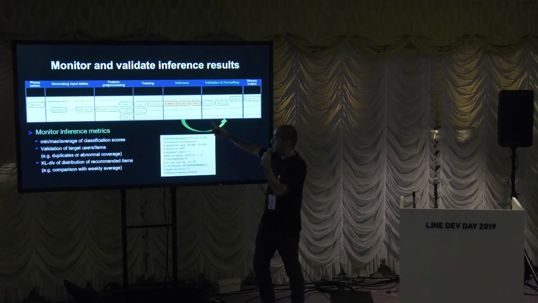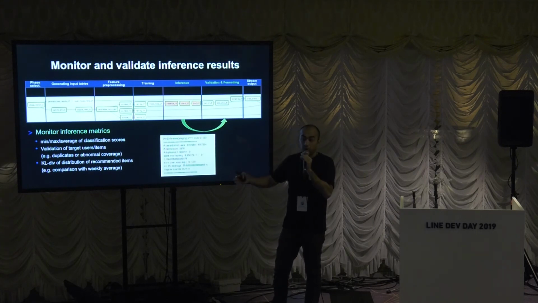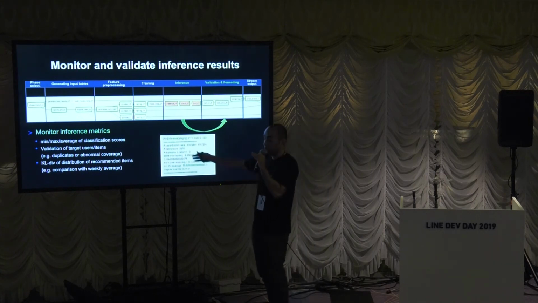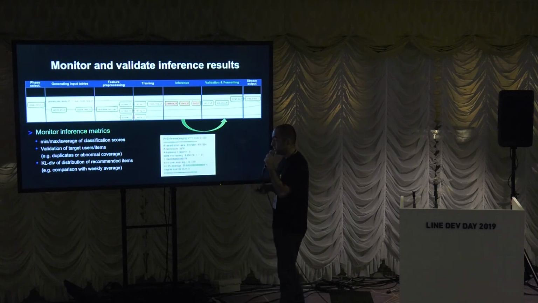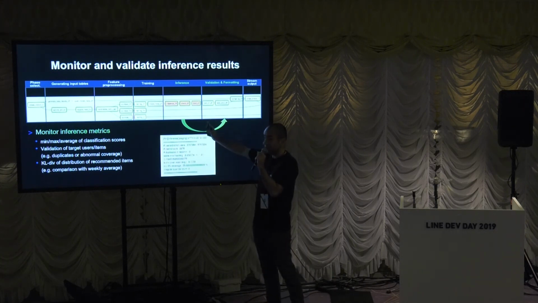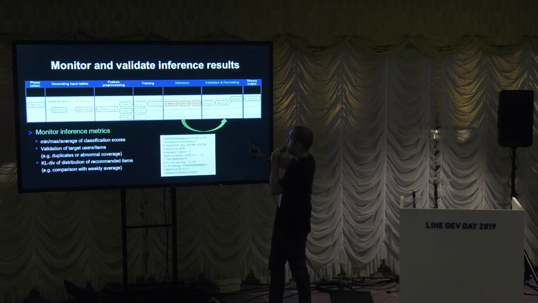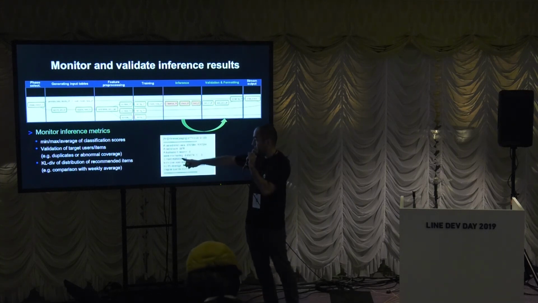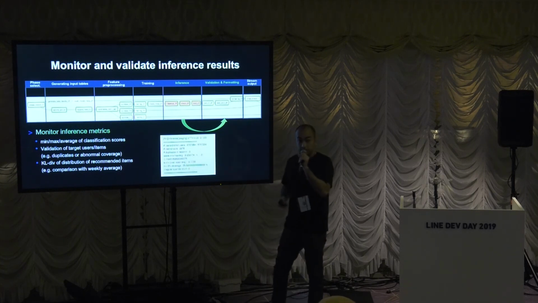Another thing is monitoring the inference. Once inference is done, we need to check if the classification scores are valid. Are they between 0 and 1, for example? What is the minimum, maximum, average? Or we need to keep track of duplicates or coverage. So what is the coverage? Has the coverage changed or not? This is done at this stage. After inference, we do validation here and check for the format. So this is, for example, the minimum score, maximum score, and average score.